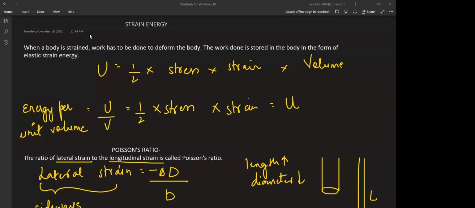Ma'am, in the second line, both the U's are not the same. No, this is smaller u for energy density, energy per unit volume. This capital U is for energy, the way we have been using it for potential energy.